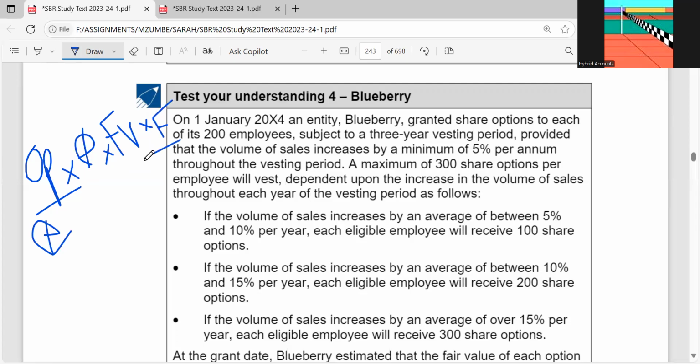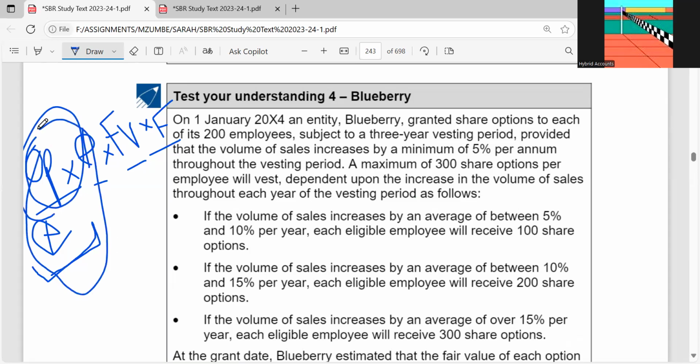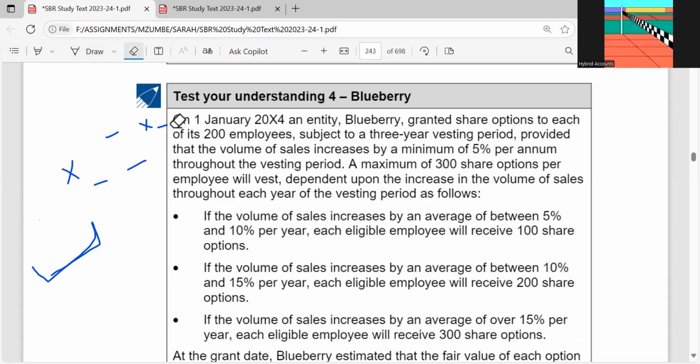Time fraction, fair value, number of employees estimated to remain for the whole period, and the number of options per employee. And sometimes you would be given the product, you would be given this number of options already. So these two things would be multiplied already. So beware of that too. Otherwise, whatever remains is just a normal thing, right? Very ordinary. Okay, so let's proceed here.